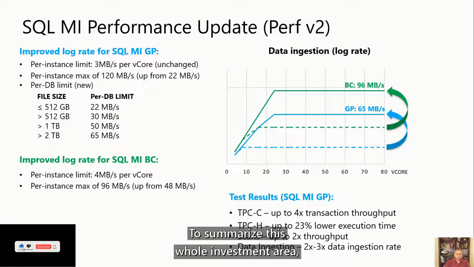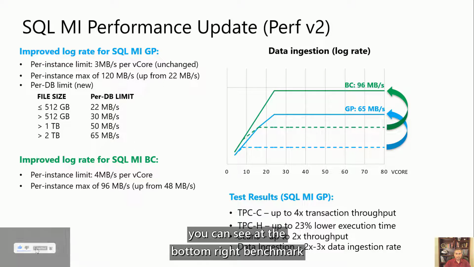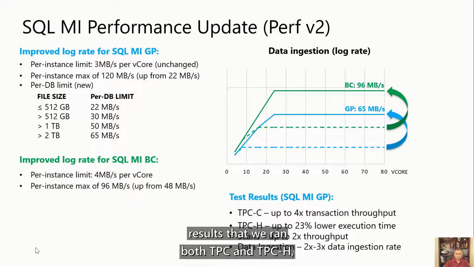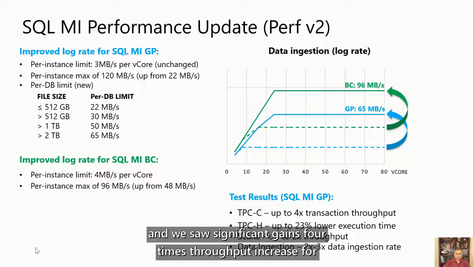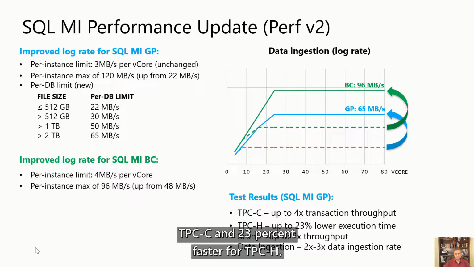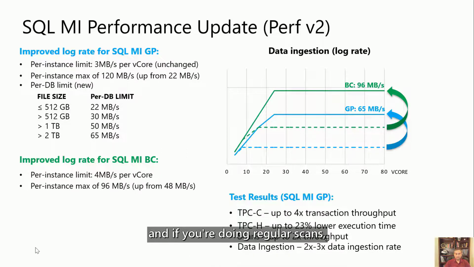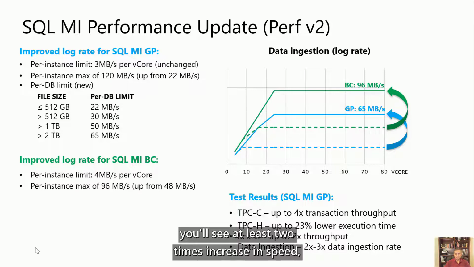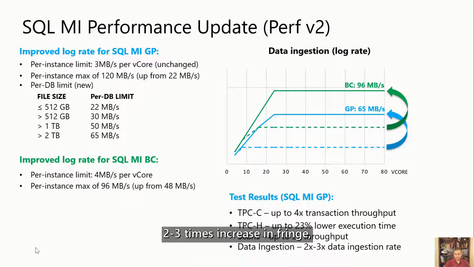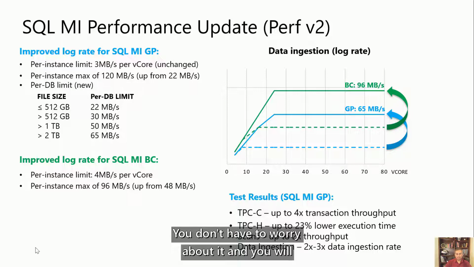To summarize this whole investment area, you can see at the bottom right the benchmark results that we ran, both TPC-C and TPC-H, both OLTP and data warehouse type workloads, and we saw significant gains: 4 times throughput increase for TPC-C and 23% faster for TPC-H. If you're doing regular scans, you'll see at least a 2 times increase in speed. And if you're doing data ingestion, again 2 to 3 times increase in speed. And all this is freely updated for you. You don't have to worry about it, and you will automatically see these benefits for your instance.